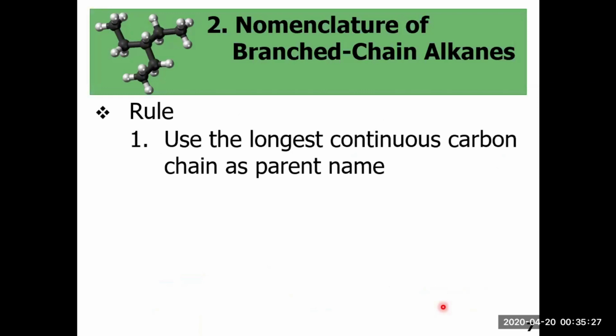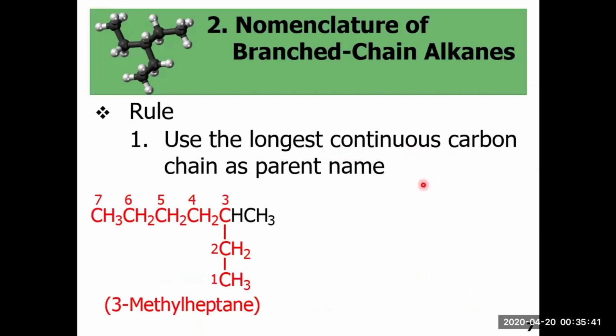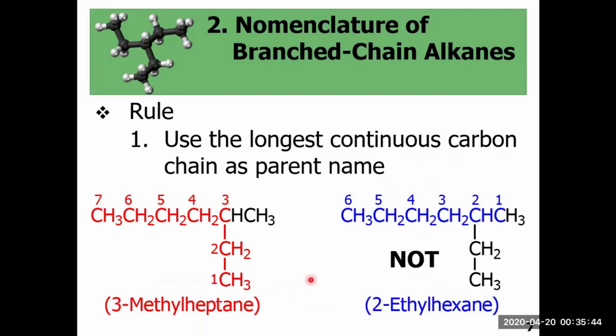So the first rule for naming branched alkanes and for any other organic molecules is to select or look up the longest continuous carbon chain. Okay, and this will be your parent. For example, if we have here, let's say this molecule, okay, so on the left side, the red portion here, you have 7 carbons, but on the right side, you have the blue carbon atoms here, and that is only 6 carbons.